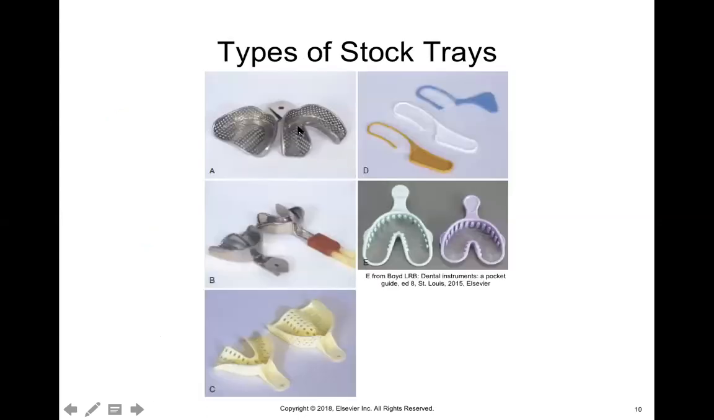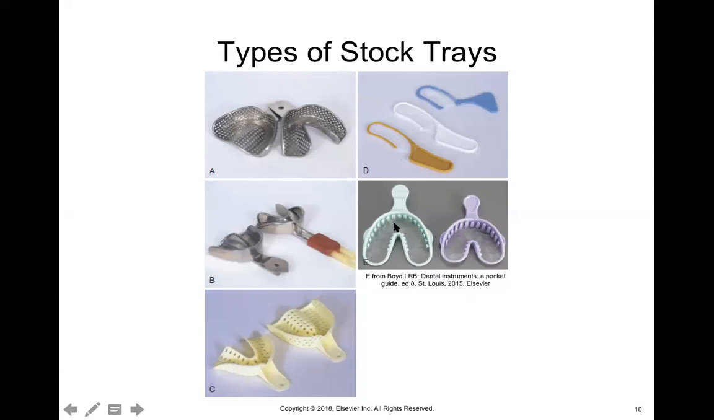So here are some types of stock trays. Stock meaning you buy them already pre-made in this way. Nothing has to be done to make them. You just order them in this fashion. They can be metal, they can be plastic. You can see this one down here, C, is the one that we use for our alginate impressions, especially in our school. They also have what are called triple trays, but they're still stock trays.